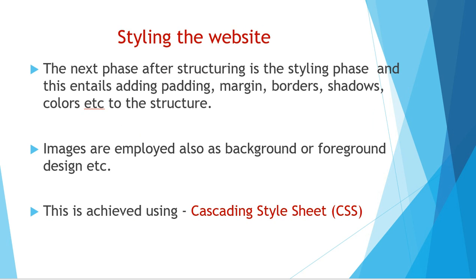Okay, the next phase after structuring is the styling phase, and this entails adding paddings, margins, borders, shadows, and colors to the structure. All right, images are also employed as background or foreground design, and this is achieved using cascading style sheets. Cascading style sheet is another tool that you're going to be using if you want to style your website and make it good for people to see, make it inviting, and so on and so forth.